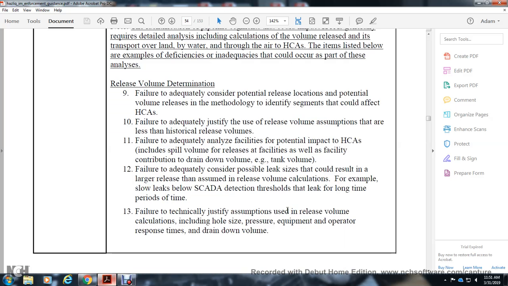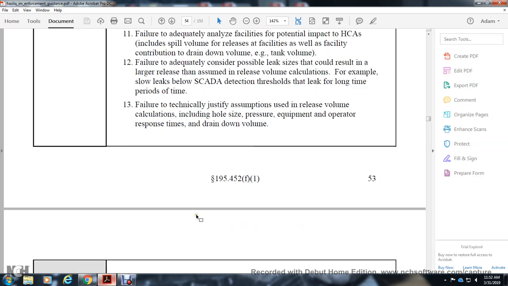12. Failure to adequately consider possible leaks at a site that could result in a large release of the assumed release volume, for example, a leak below the hazardous detection threshold that continues over a long period of time. 13. Failure to technically justify assumptions in the release volume calculations, including hole size, pressure, equipment operation, response time, and drain down volume.